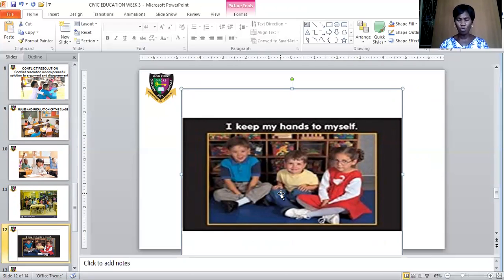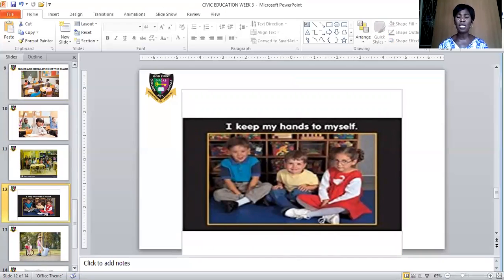You can see the children here. What are they doing? They are sitting down. They sit down gently and they keep their hands to themselves. They are not rushing. They are not playing rough. Yes. Keeping your hands to yourself is one of the rules and regulations that must be in a class.